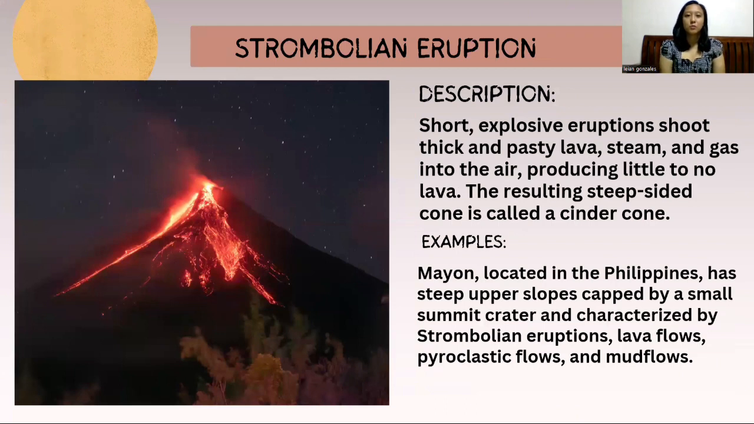Next, we have the Strombolian eruption. It is a short explosive eruption that shoots thick and pasty lava, steam, and gas into the air, producing little to no lava flow. The resulting steep-sided cone is called a cinder cone. Mayon Volcano, located in the Philippines, has a steep upper slope capped by a small summit crater and is characterized by Strombolian eruption, lava flow, pyroclastic flow, and mudflow.